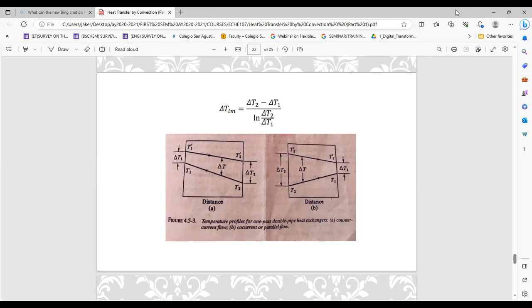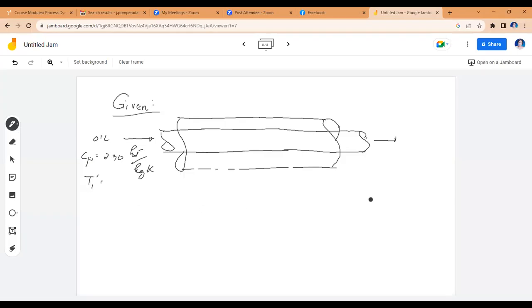Okay, so I think you have taken already the picture. We'll go back to our Jamboard. So that's your T sub 1 prime. So it's to be cooled down from 371.9 Kelvin. So this must be your T sub 2 prime, 349.7 Kelvin. Okay?